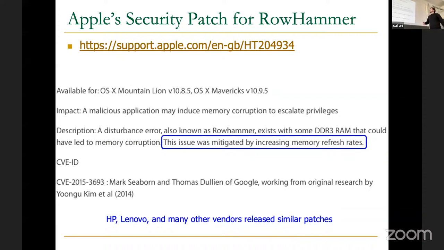This is from 2014's Apple security patch that says that they mitigate the RowHammer issue by increasing memory refresh rates. And we don't know how much they increased it, but they likely didn't increase it by 7 times, because the overheads would have been very large. Probably they increased it by 2 times, I don't exactly know.